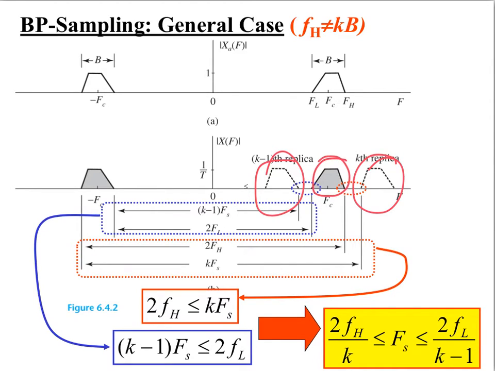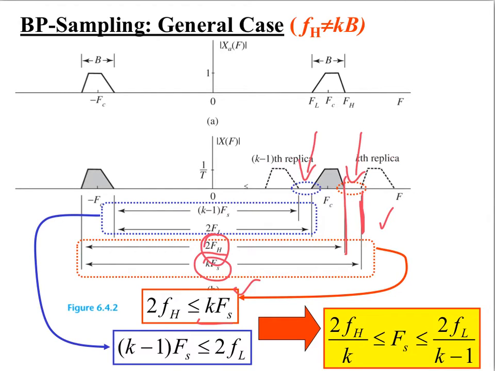So if we zoom in on this area here and this area here, we can see that the red requirements here lead to the fact that KFS, so that's this edge, this distance, must be bigger than where this edge is, which is 2FH. So that gives us that inequality. Looking at the blue ones, we get the second inequality. And then combining those together, we get a constraint on Fs.